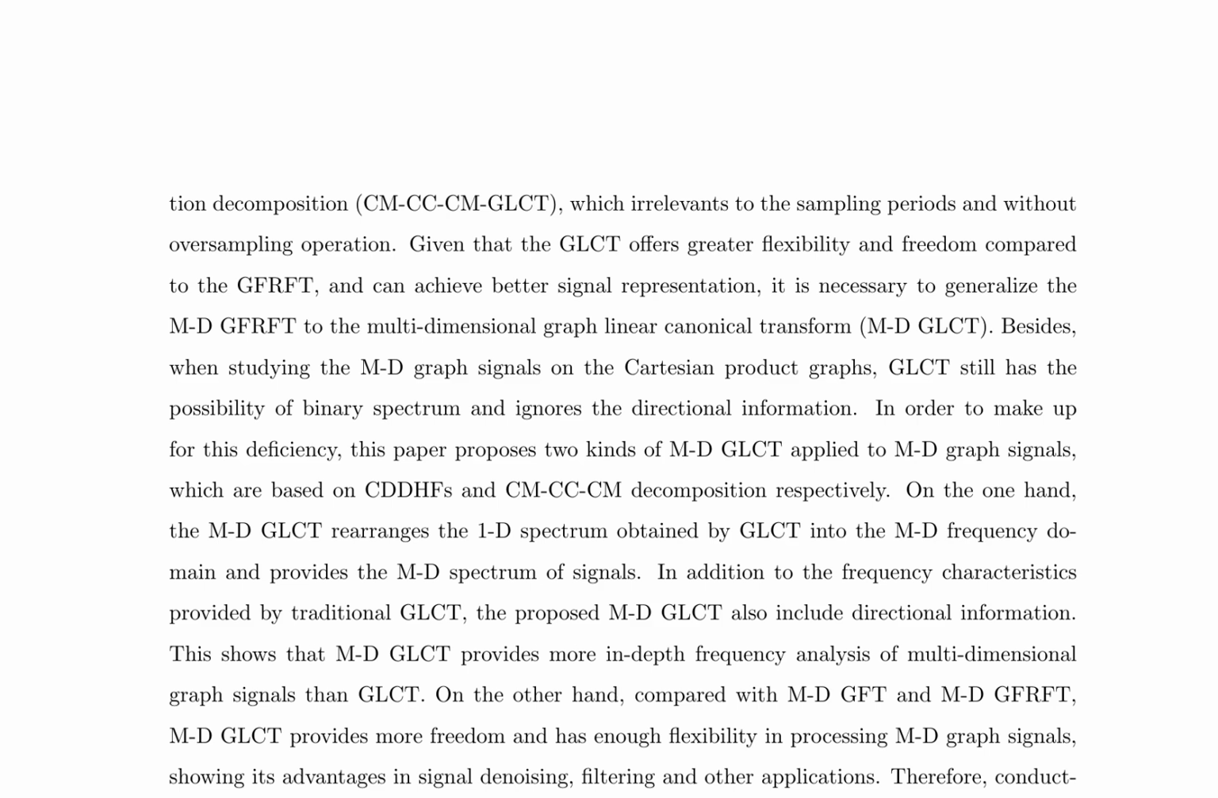The paper introduces two novel multi-dimensional graph linear canonical transforms, M-D GLCT, for the analysis of multi-dimensional graph signals. These transforms are based on Cartesian product decomposition of discrete Hankel functions, CDDHFs, and Cartesian product decomposition, CM-CC-CM, respectively. They offer enhanced flexibility and freedom compared to the multidimensional graph Fourier transform, M-D GFT, and multidimensional graph fractional Fourier transform, M-D GFRFT, providing a more detailed frequency analysis of multidimensional graph signals.